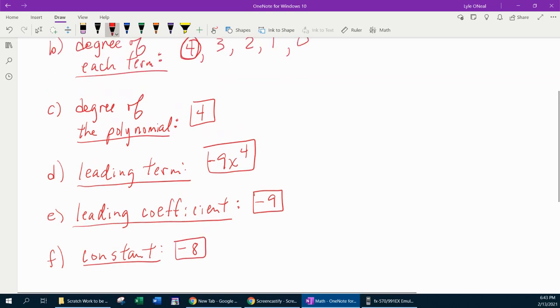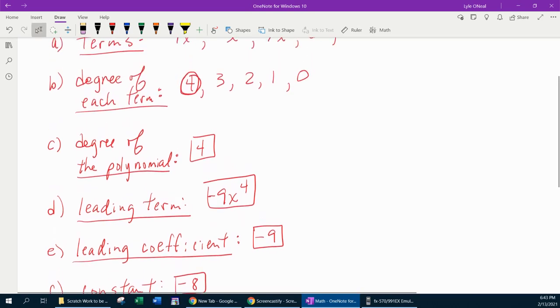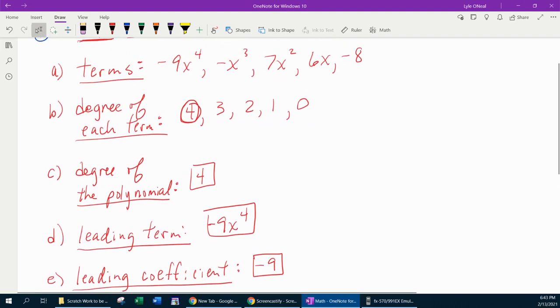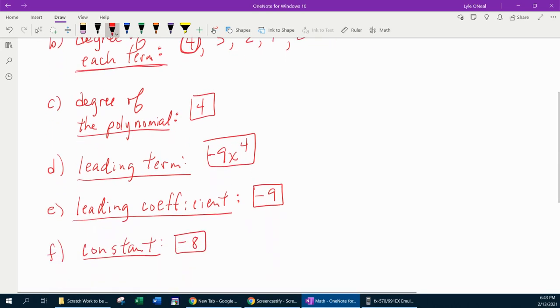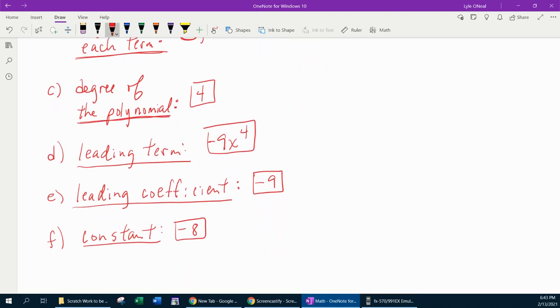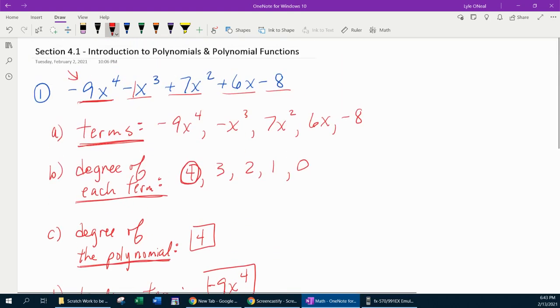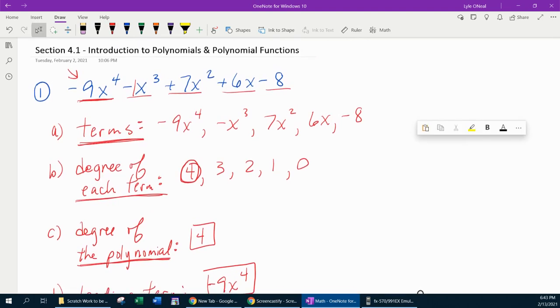And in that one problem, we introduce you to all of the concepts that you need to know. You need to know how to identify terms, how many terms, the degree of each term, the degree of the polynomial, the leading term. Of course, the leading coefficient comes from the leading term, and you need to know how to identify the constant. And that is going to do it for our first example.